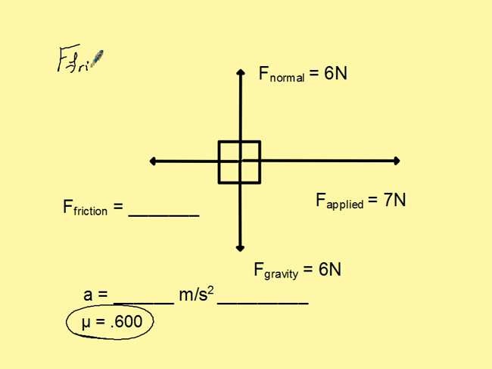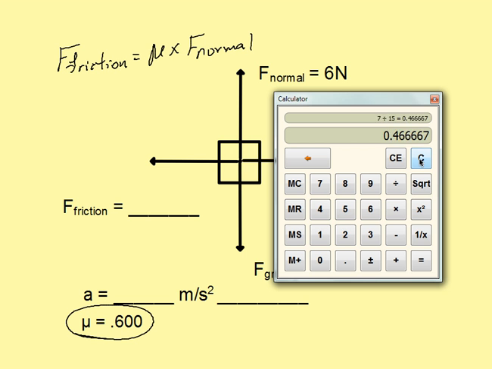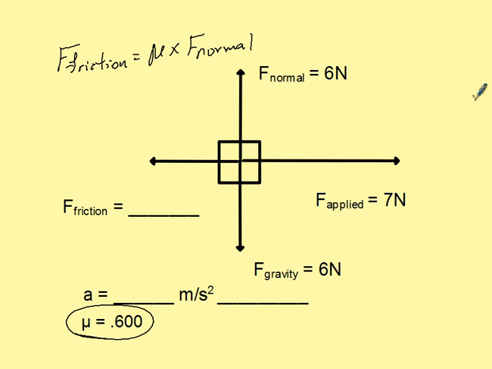The force of friction was equal to mu times the normal force. Alright, so if we have a normal force of 6 newtons, grab our calculator again. We have a normal force of 6 newtons multiplied times coefficient of friction of 0.6. Then we end up with a frictional force of 3.6. So the force of friction would be 3.6 newtons.